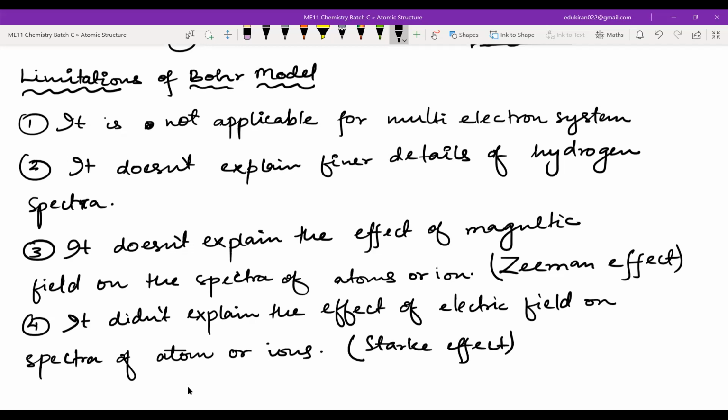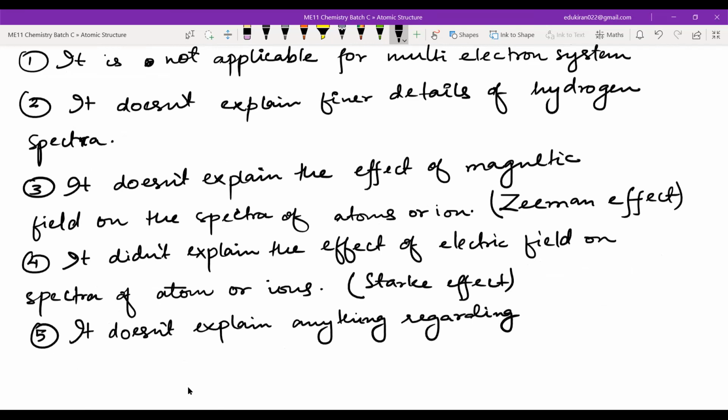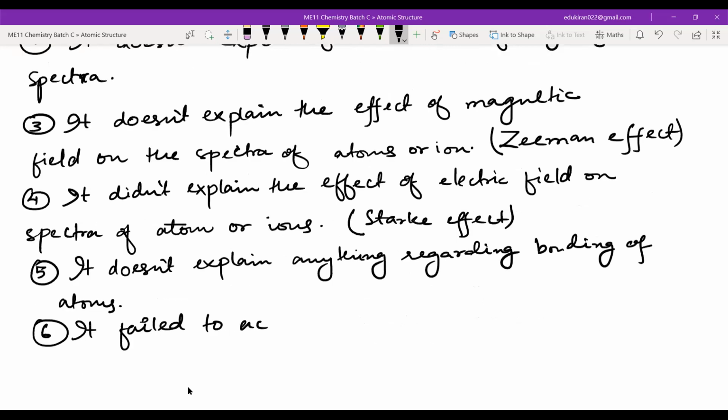Now we also know that Bohr's theory could not explain anything about the shape of molecules or anything regarding the bonding of atoms. It doesn't explain bonding of atoms. We need to account for the wave nature of electron, which was given by De Broglie.